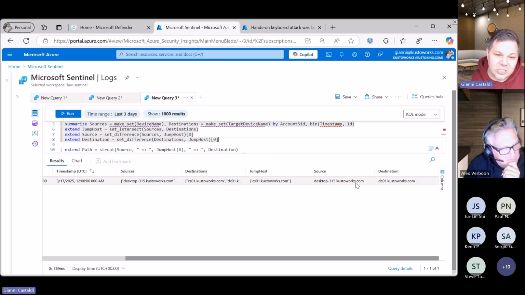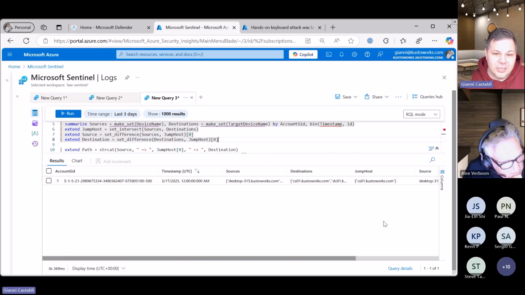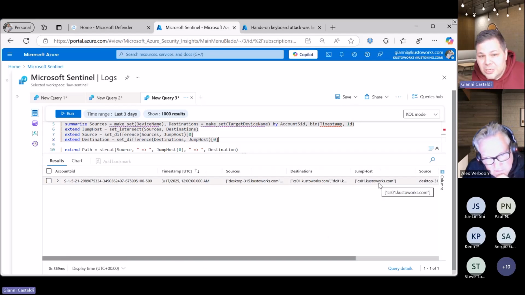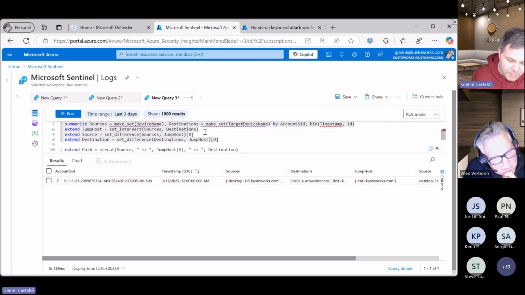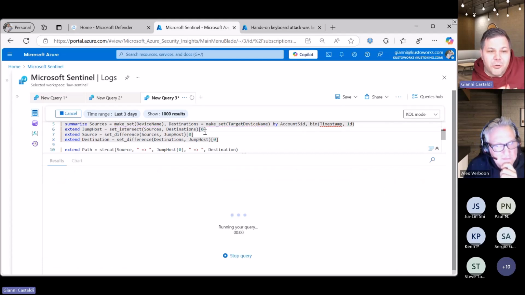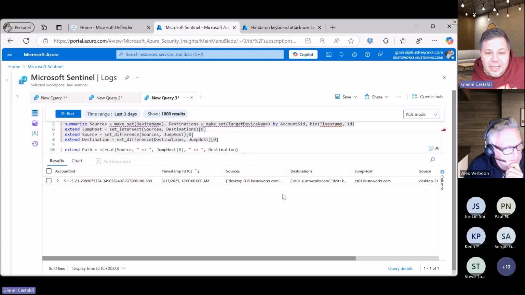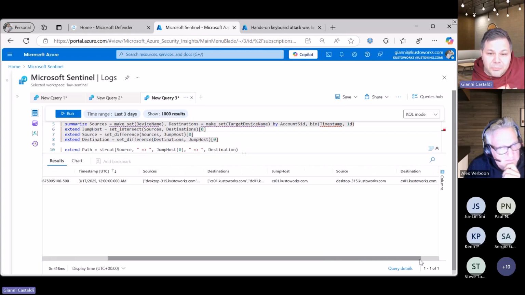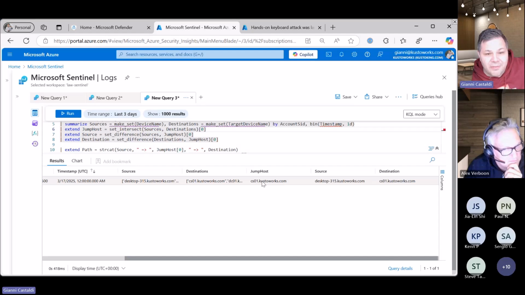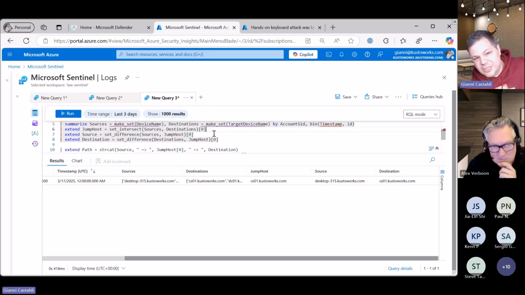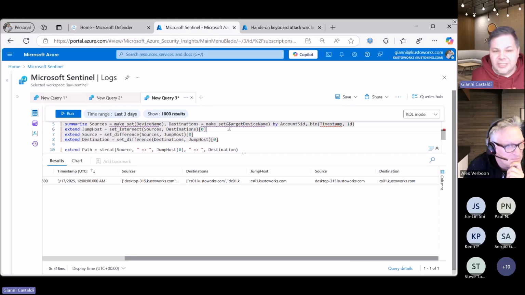So we have the destination, we have the source, and we have the jump host. But if we would make the jump host also 0, then the query will break a bit. So now we have jump host and the destination. For some reason, it doesn't like it if you make a single value out of an array and then do a set difference.